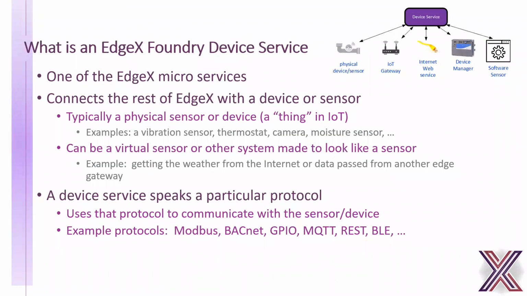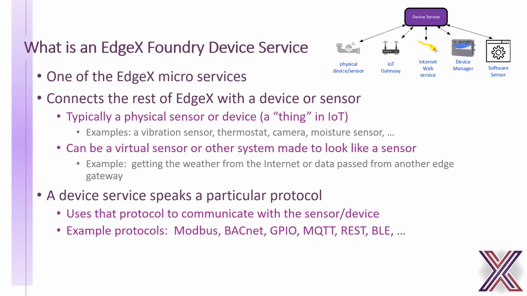So what exactly does a device service do? It is one of our EdgeX microservices. Essentially, it is what connects to and talks to the "thing" of Internet of Things. It might be some sort of a sensor out there. It might be, for example, a vibration sensor, a thermostat, a camera, a moisture sensor, you name it. There are all sorts of "things" in this edge world.